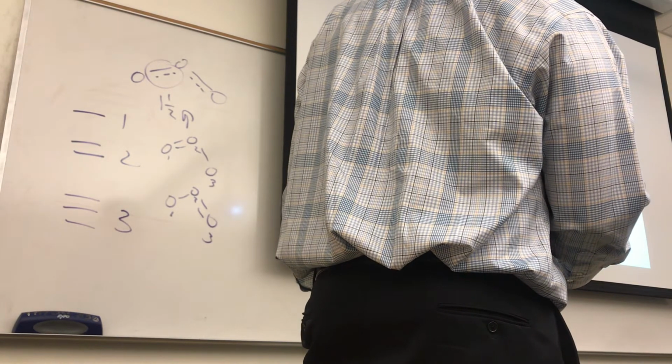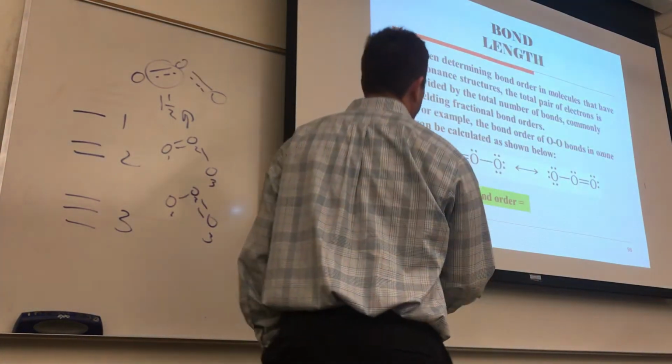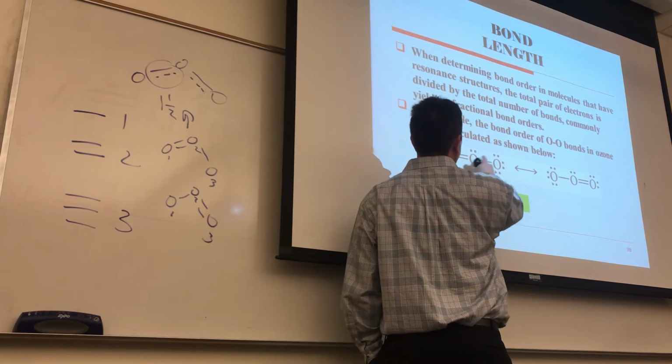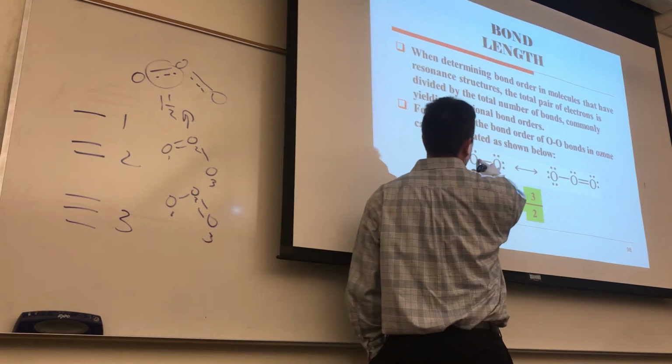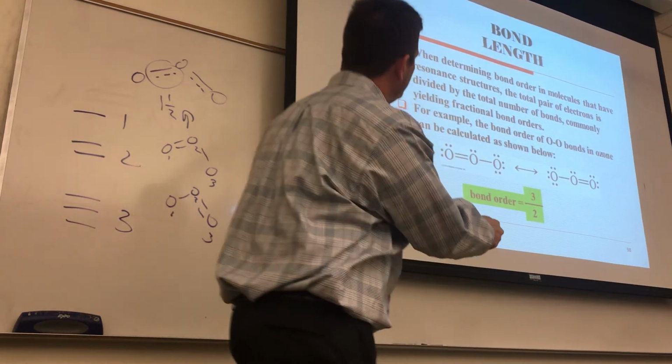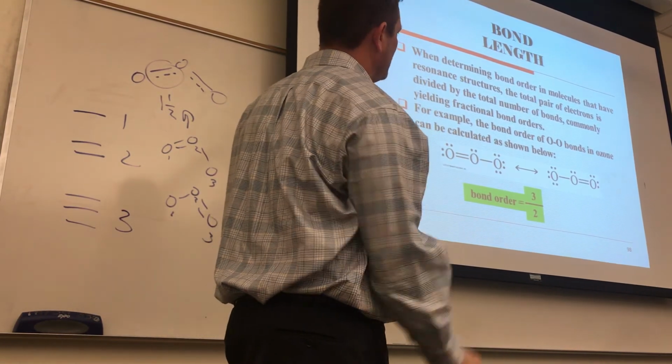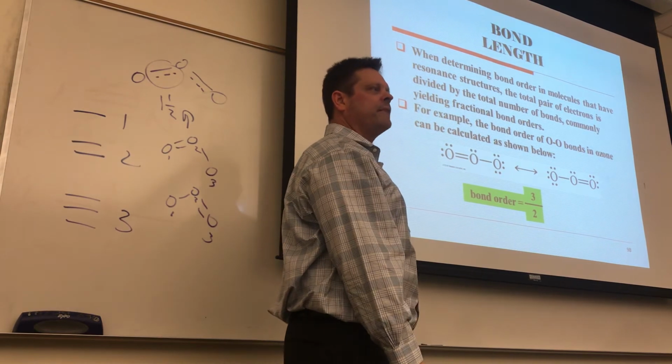We have this here. If you want to look at the bond order, you can say total 1, 2, 3, divided by 2 connections. So how they're going to describe this is the total pairs of electrons divided by the total number of bonds. Okay?